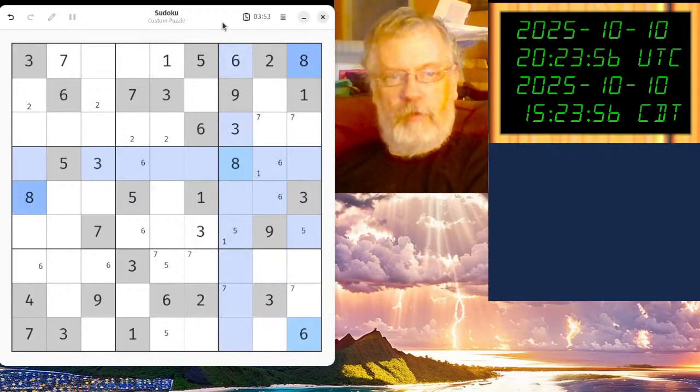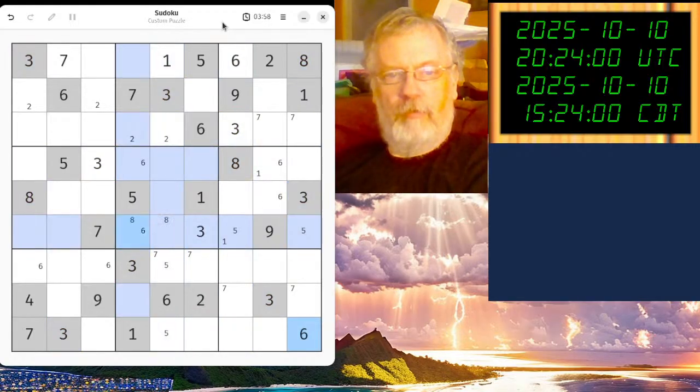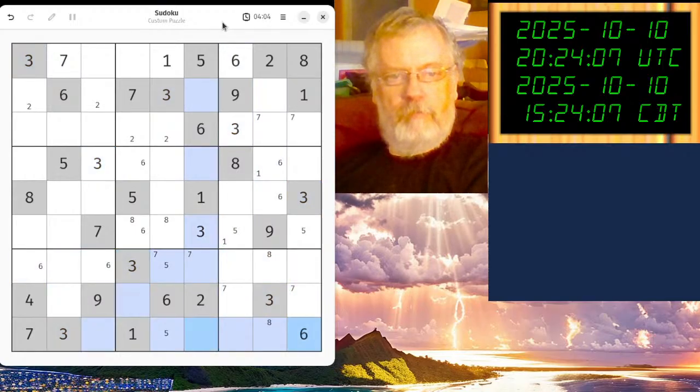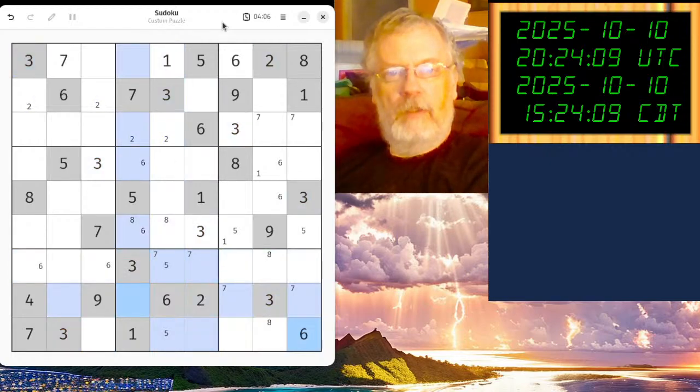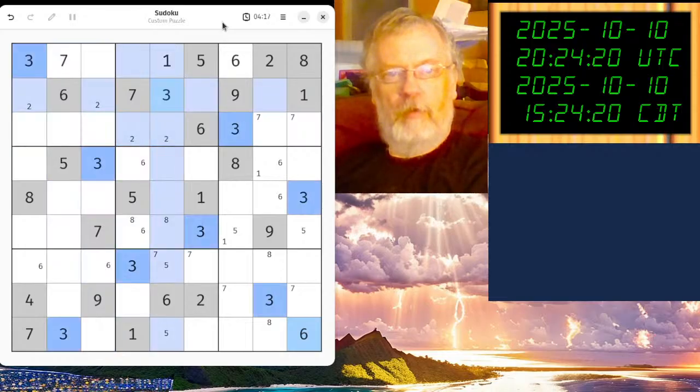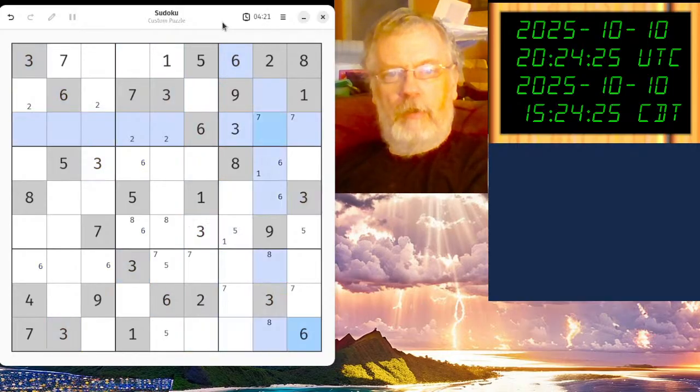8s, I've got a couple of possibilities. So we get 2 possibles here, 2 possibles here. 4 or 5 possibles there, 4 here, 3 here, 3 here. Okay. On to 9s.